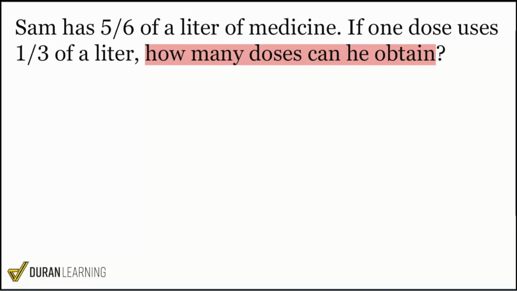Because when we ask ourselves, how many doses can he obtain? Well, we don't know the context yet. We don't know if we're adding things up, subtracting, multiplying, dividing. No, we don't know yet. So let's go ahead and read the situation. Now, Sam has this much of a liter of medicine. If one dose uses this much of a liter, how many doses can he obtain? So think about it, everybody.